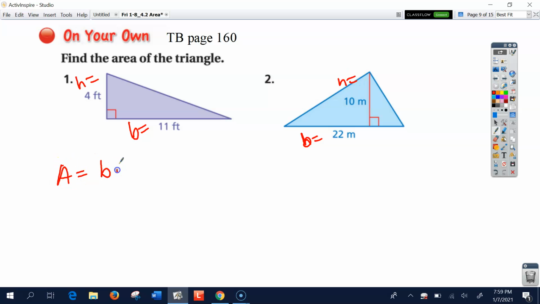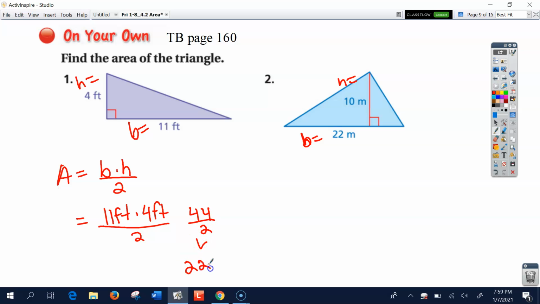And then I write the formula. Area equals base times height divided by 2. And then I'm going to plug in the numbers. I get 11 feet times 4 feet divided by 2. So what I end up with is 44 divided by 2, which equals 22 feet squared. Oops, I should put my feet squared right there. So the area of that triangle is 22 feet squared. All right, so keep going.